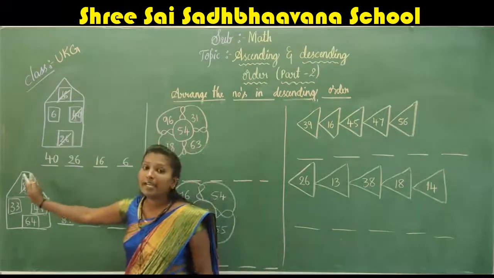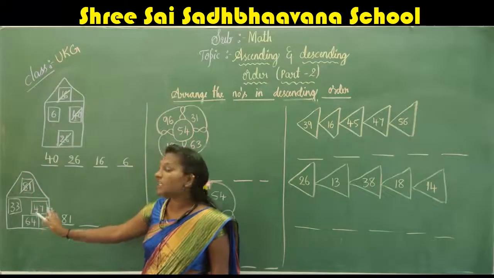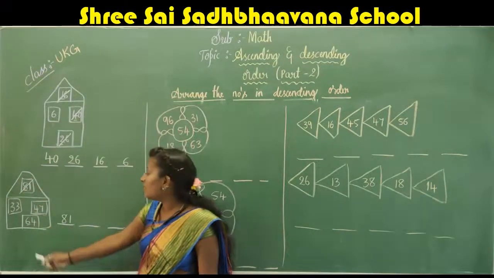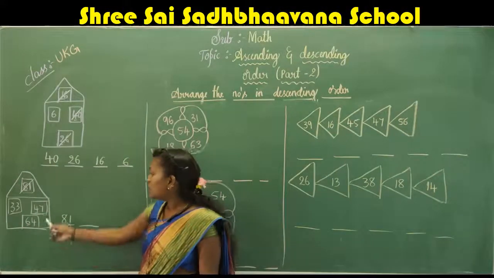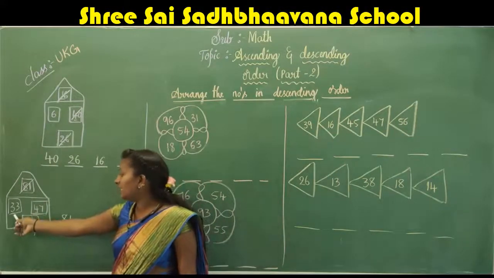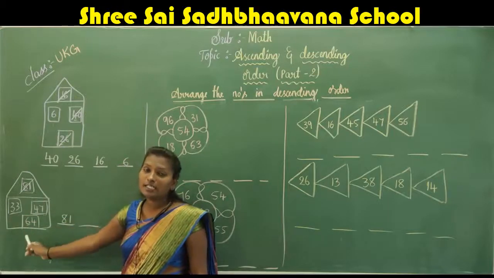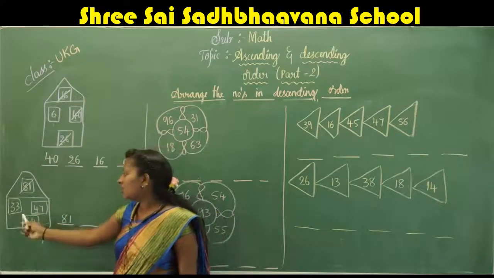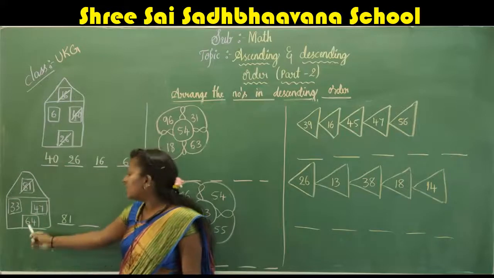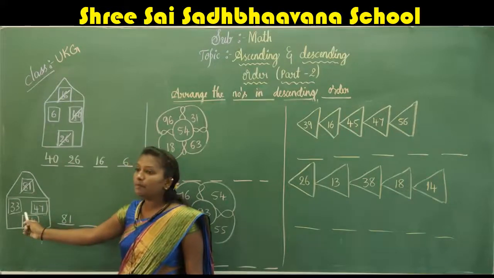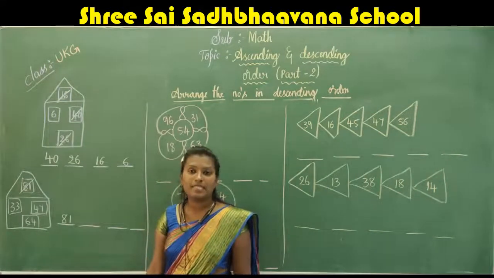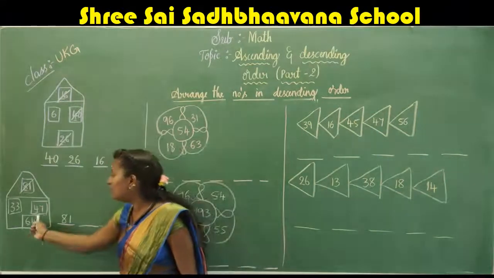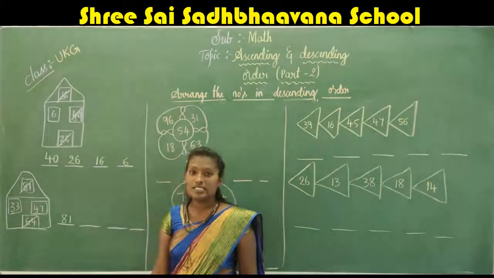Next, skip number 81. Let me compare the 3 numbers: 33, 47 and 64. Here 4 is bigger than 3 and smaller than 6. 3 is smaller than 4 and 6. 6 is bigger than 3 and 4. So 64 is the biggest number. So we have to cancel number 64.